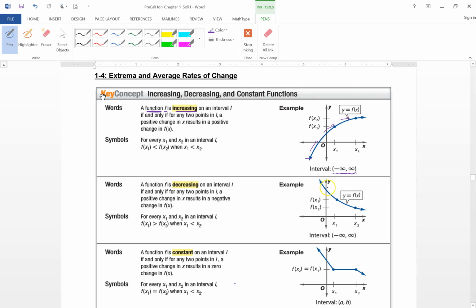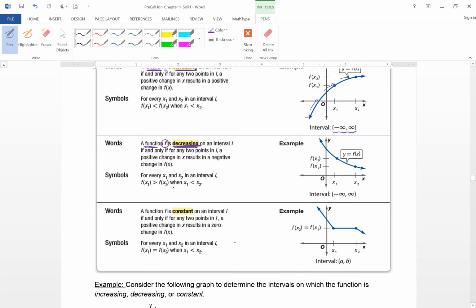If you look at this function now, this is decreasing, okay? So left to right, this is going down. We don't say going down, we say the function, or f of x, is decreasing on the interval, okay? And again, there is usually an interval associated with it.